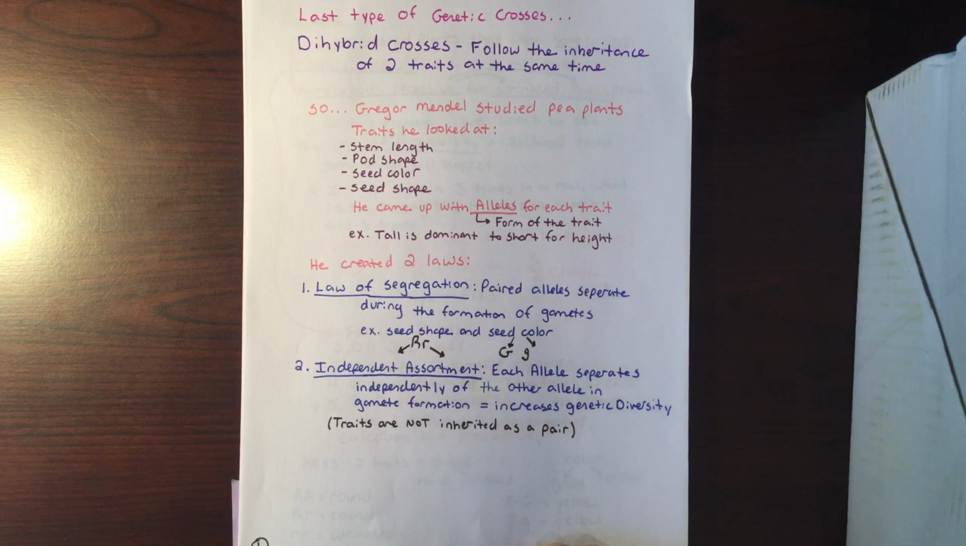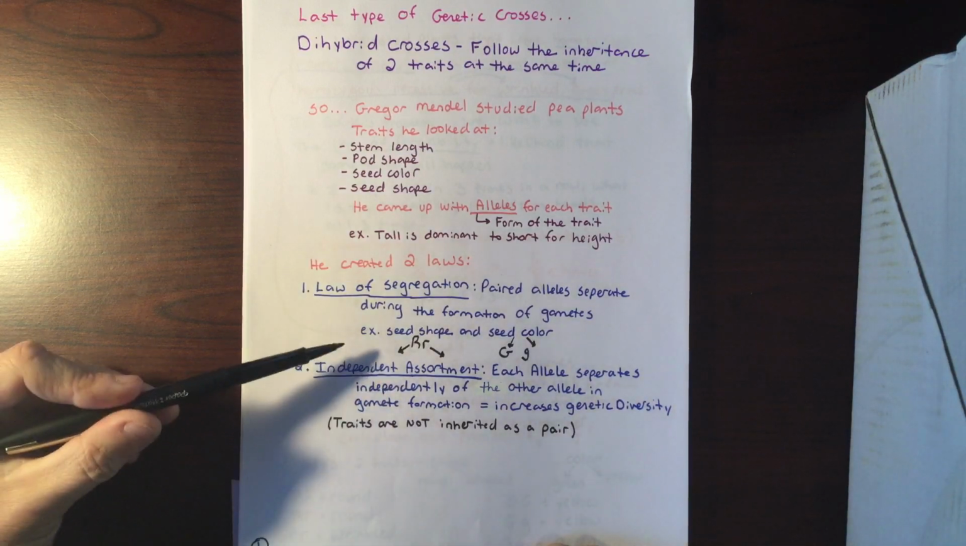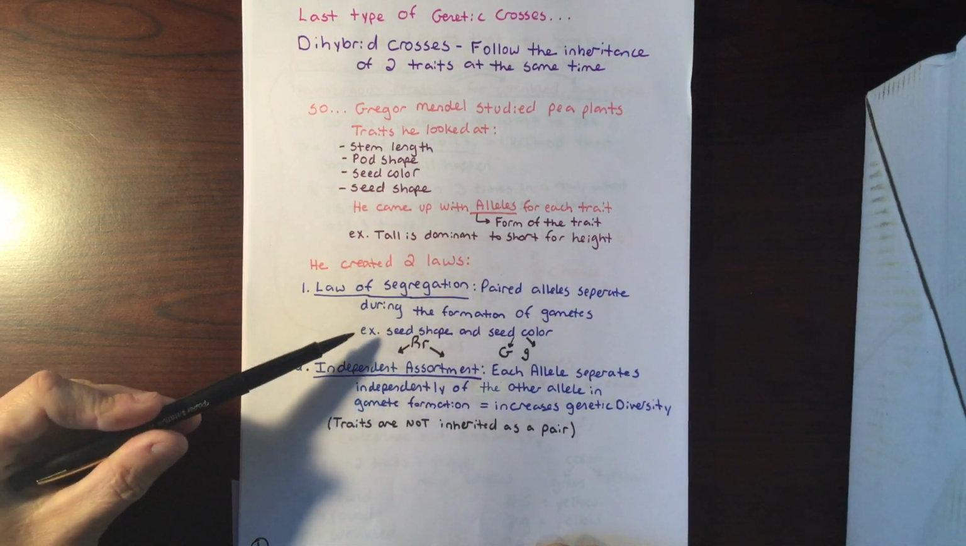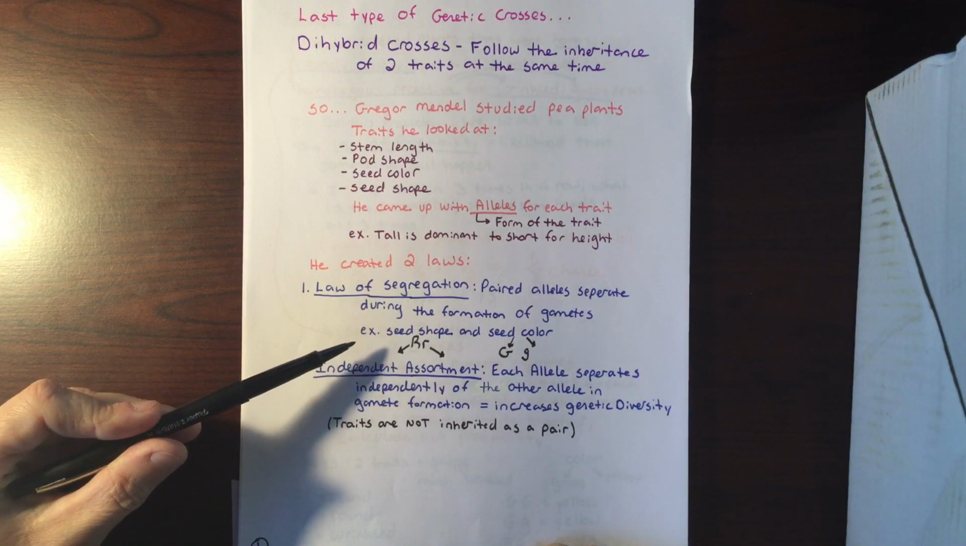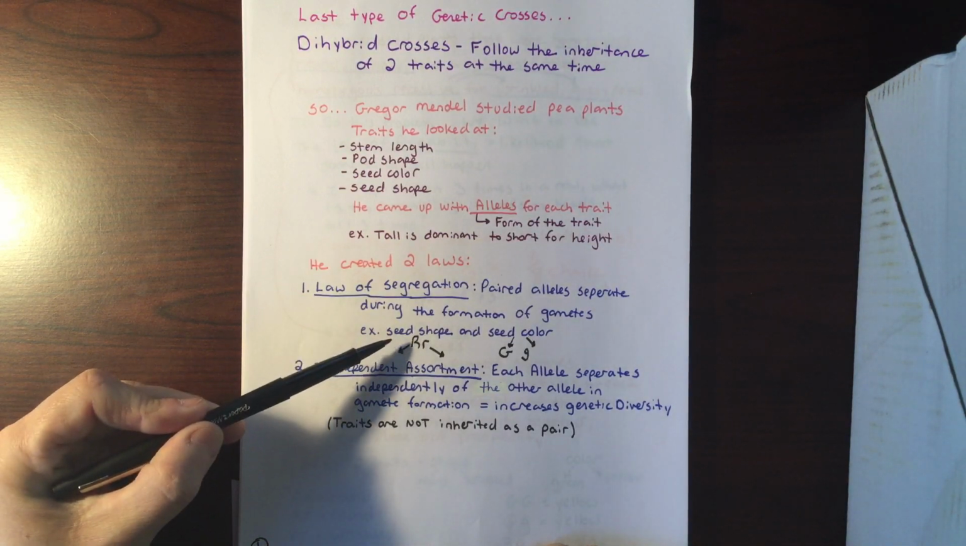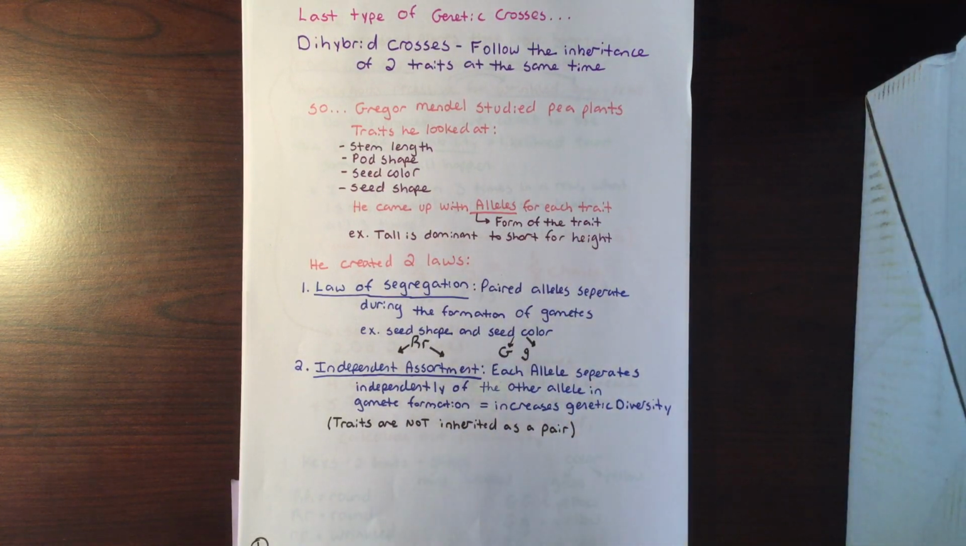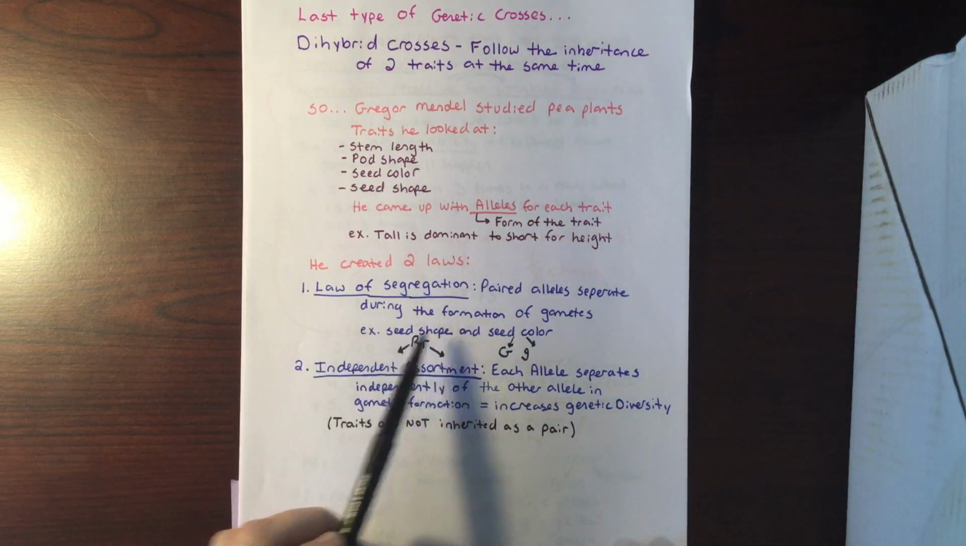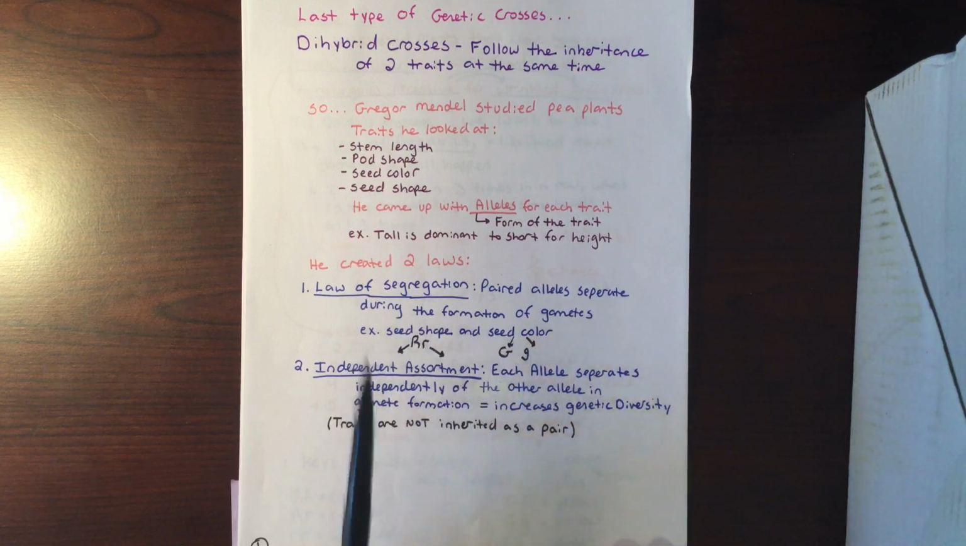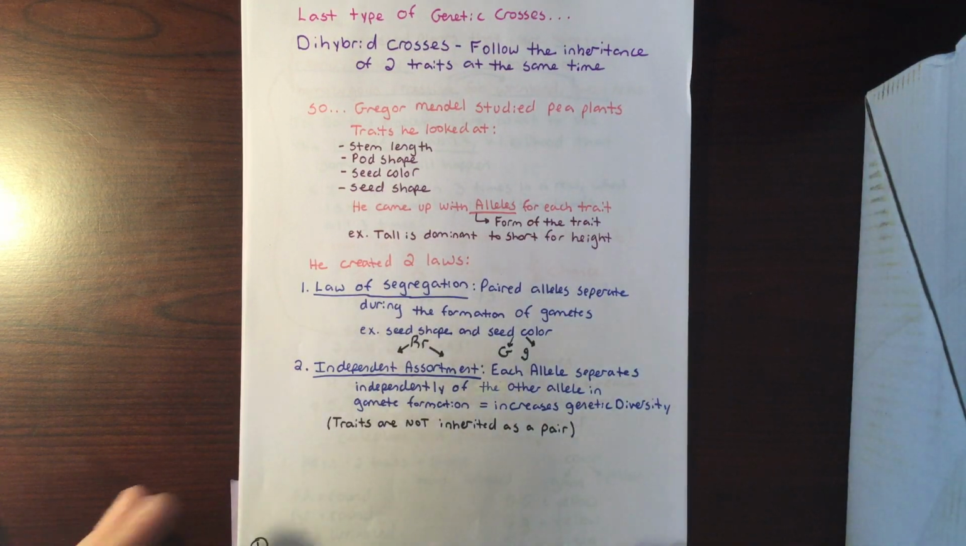The next law talks about independent assortment. Here we're talking about two traits. With this, both traits are not inherited as a pair, meaning if you get the dominant for seed shape, it doesn't mean you're going to get the dominant for seed color. That's what independent assortment is talking about. We're going to separate them out, and this increases genetic variation. So I might get the dominant for shape, but the recessive for color. There's a whole bunch of different combinations that you'll see as we go through this. This is what's really going to increase genetic diversity in all populations, not only plants.